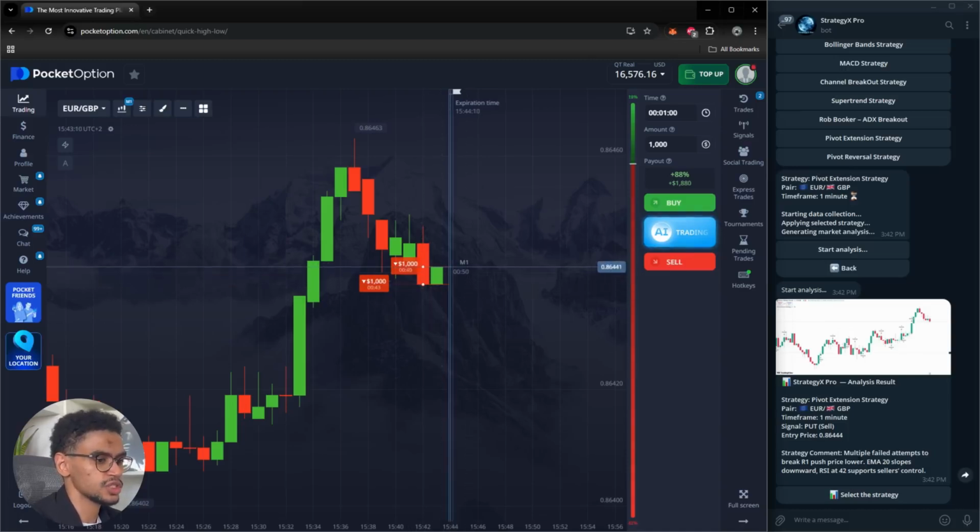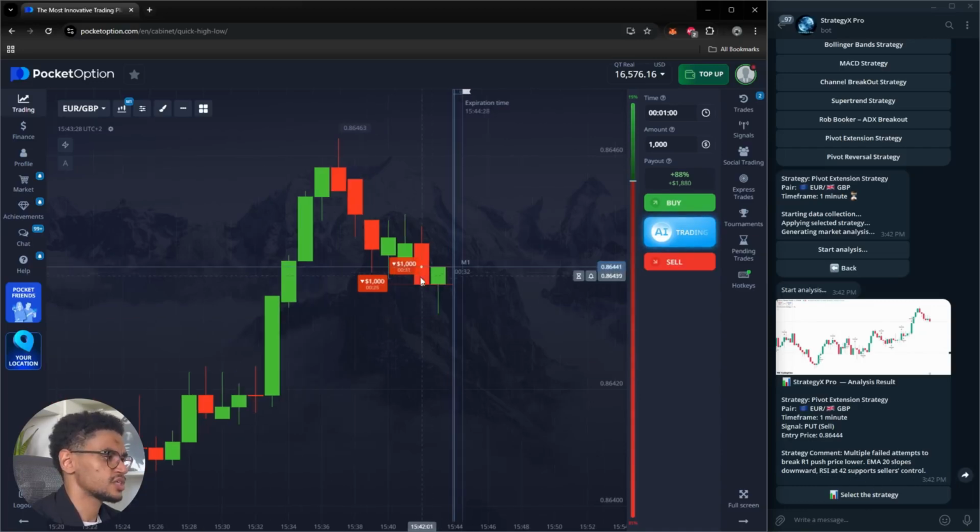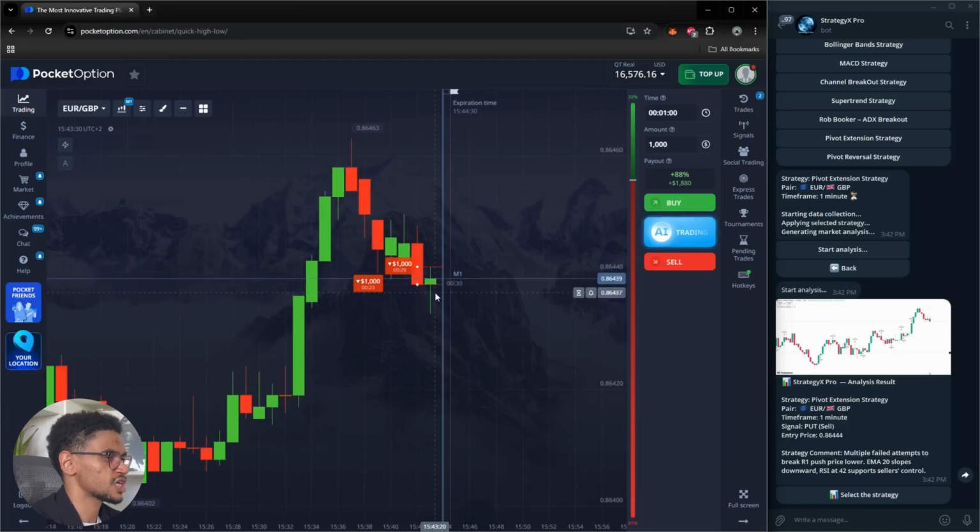Let's read into it. Multiple failed attempts to break R1 push price lower, EMA 20 slopes downward, RSI at 42 supports seller's control. As you can see, there is a lot of movement and rejection. However, I'm actually expecting us to get this win, or at least one of these. It is fine to lose sometimes.